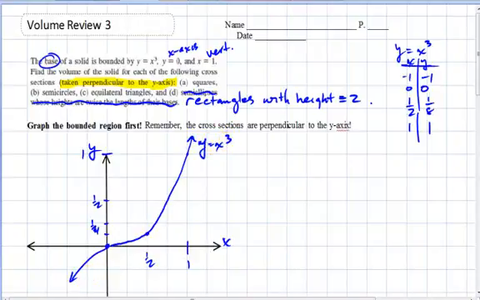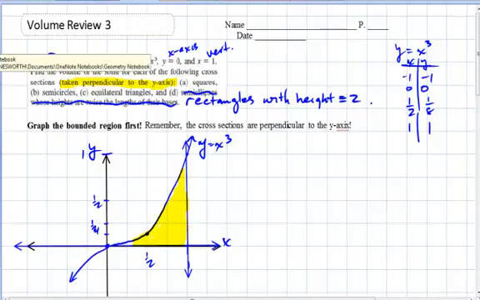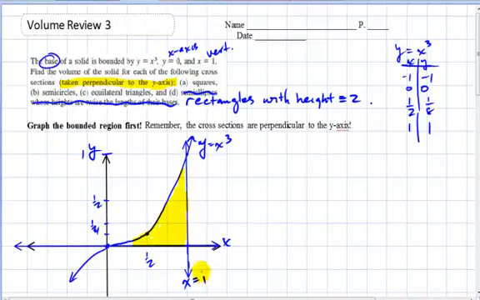We're going to bound that between y equals 0, that's the x-axis, and x equals 1 here. So let's bound that region. Let's shade it in. Should be a little bit more narrow than that, but that's close enough for government work. So there's a bounded region there. We've got x equals 1 here. We've got y equals 0 here, the x-axis. And then we've got x cubed here.